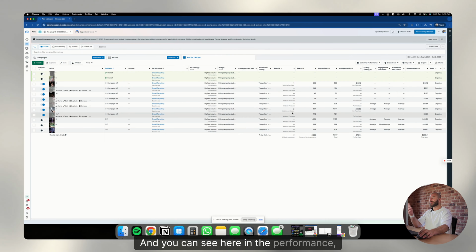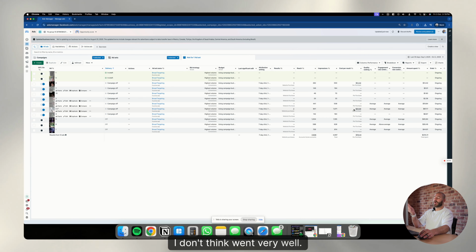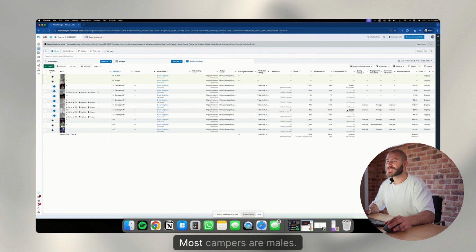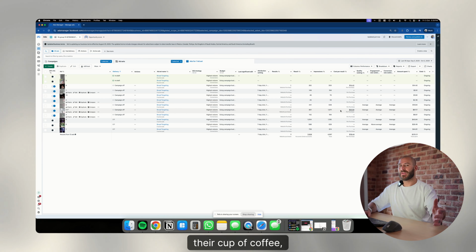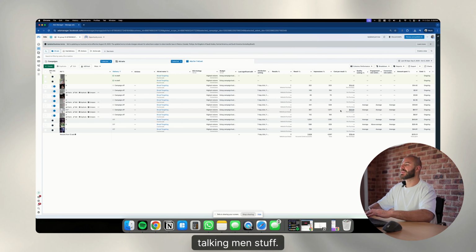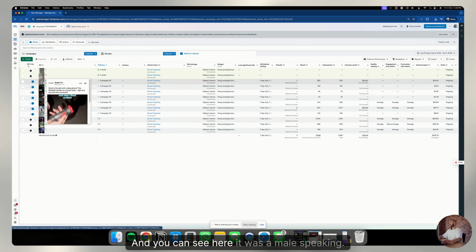And you can see here in the performance, our cost per purchase was $33 on the creative that I don't think went very well. Again, it was a female speaking. Most campers are males. Most men are above 30, they've got beards. They're out there with their cup of coffee, around the campfire, talking men stuff. Whereas the creative that went well, it was a cost per purchase of $14.42, one purchase. And you can see here, it was a male speaking. There was an incredible comparison between the product. And that's recorded on an iPhone, so it would have taken maybe 5 minutes to record and even edit up.